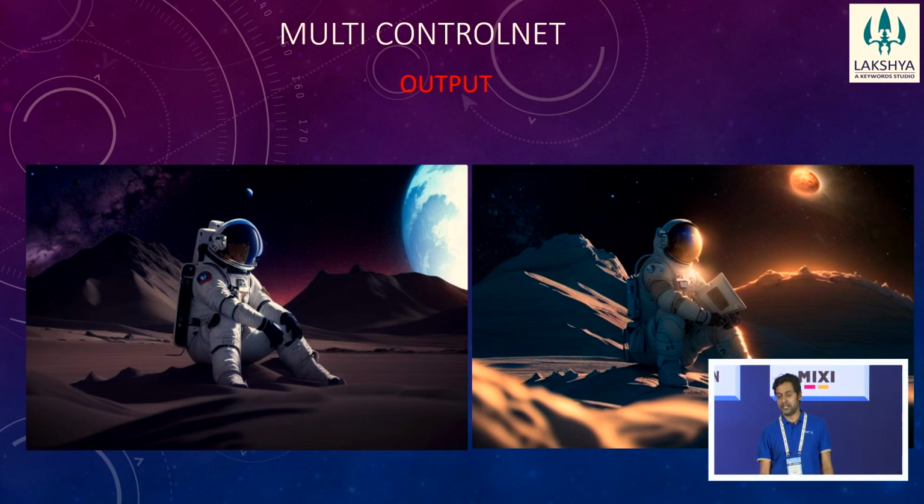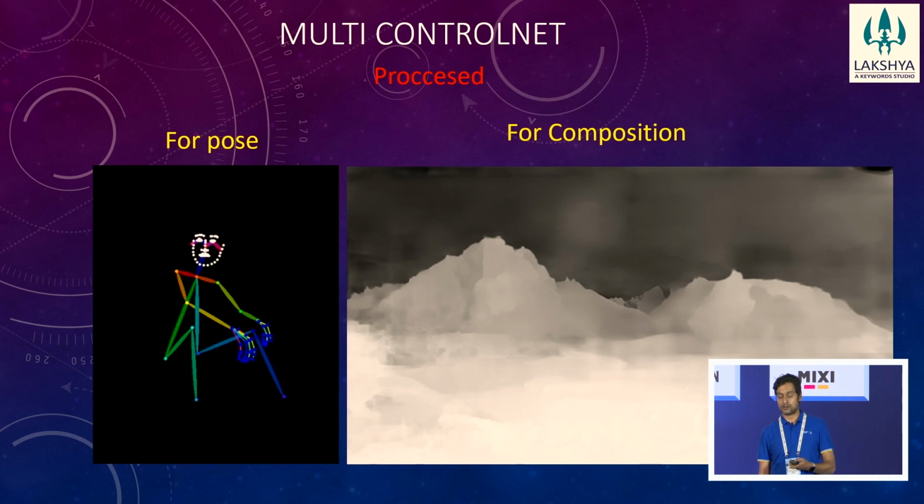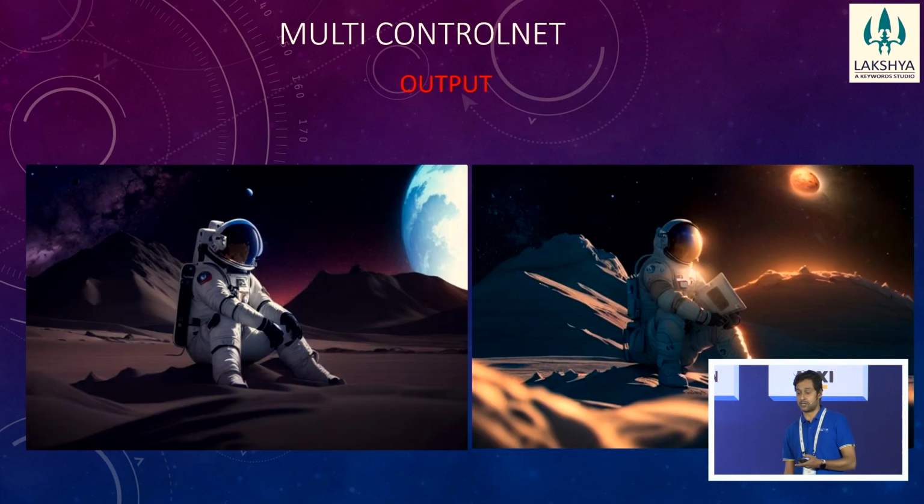So if I go back, you will see that this was the initial input, one pose, one composition. I create a control rig from that pose and Z depth from the composition, and with text prompts, I can generate this kind of output.